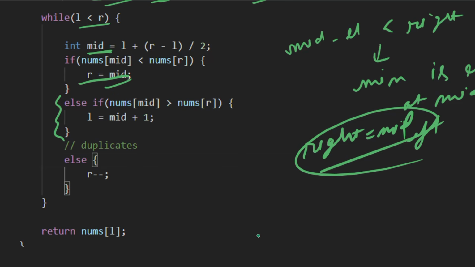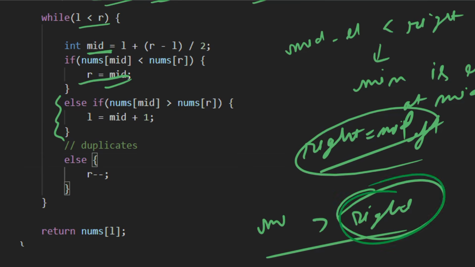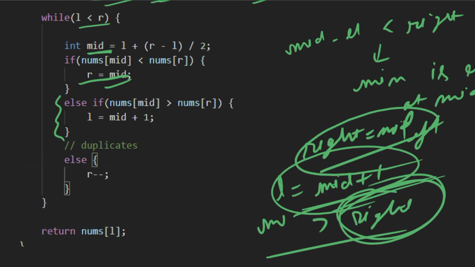Then the case 2, that mid element is greater than right. In that case we know our minimum will be on the right side. So we update our left is equal to mid plus 1.